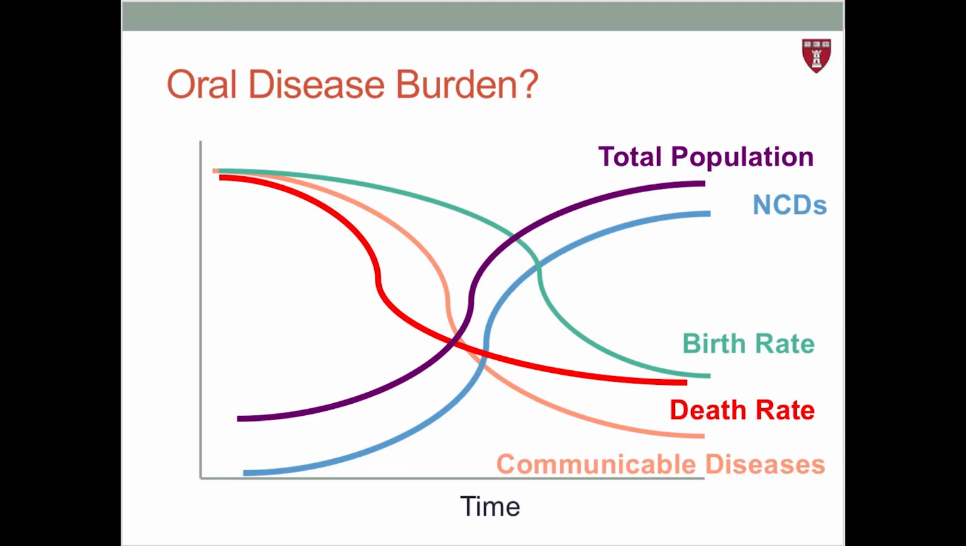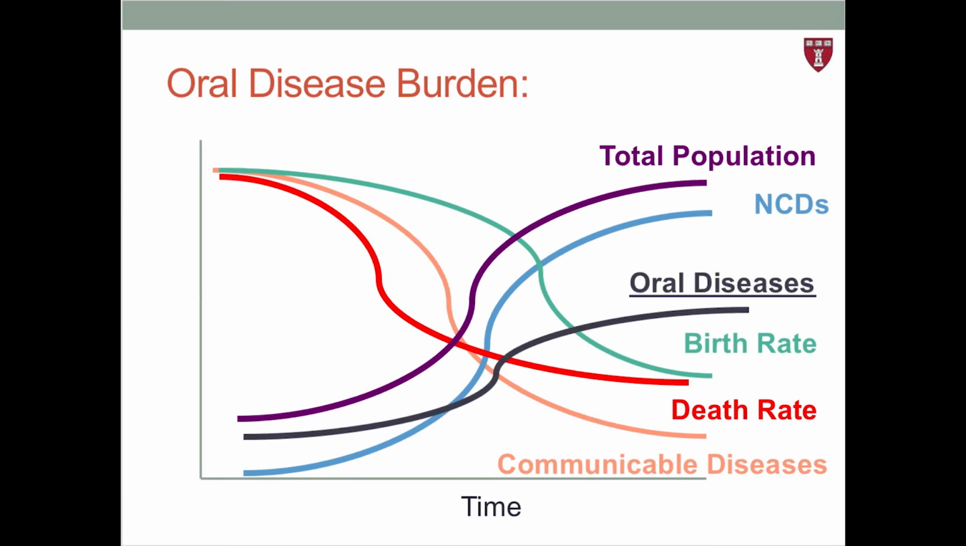All right, so do you remember this? We talked about these trends and transitions and we put all this together in a graph. Think about if you were going to place, now knowing what you know, an oral disease burden line into this graph, what would it look like? Would the oral disease rates be rising, falling? What would the shape of the line look like?